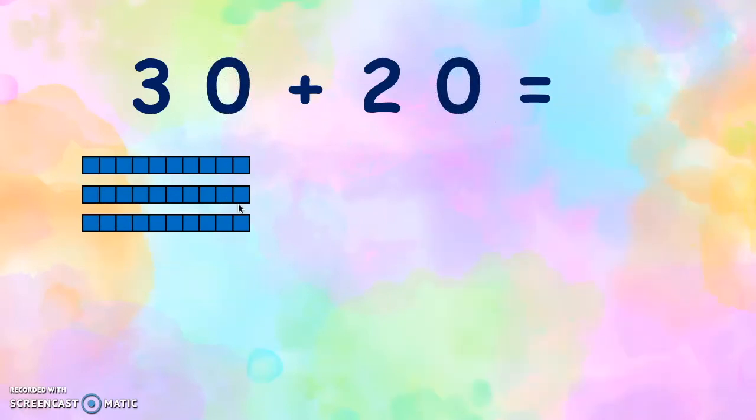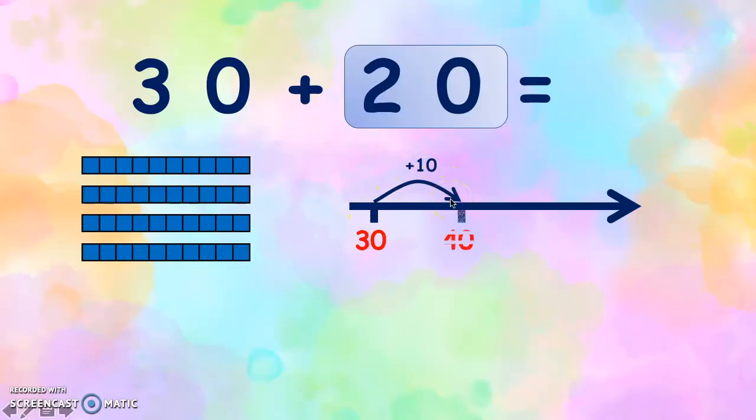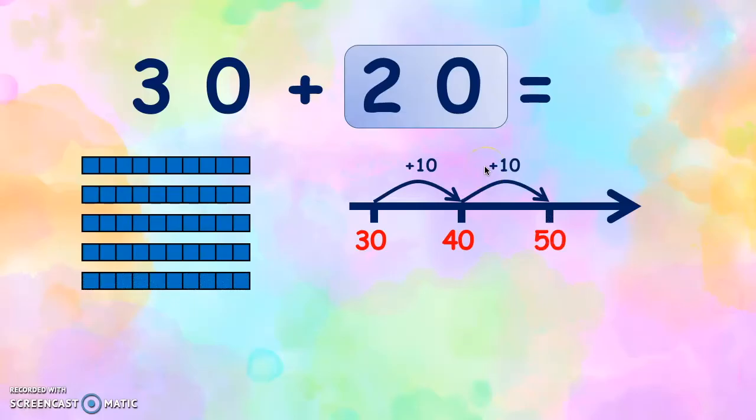Alright, and then there's one more strategy that I want to show you for when you're adding and subtracting multiples of 10. And that is using a number line. So here we've got 30 plus 20. So I started at 30, and now we're going to add 10, and that puts us at 40. And then we're going to add another 10, and that puts us at 50. So that's just another tool that you can use when you want to add or subtract multiples of 10.